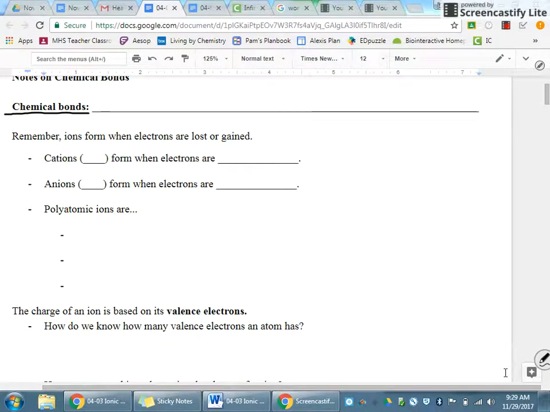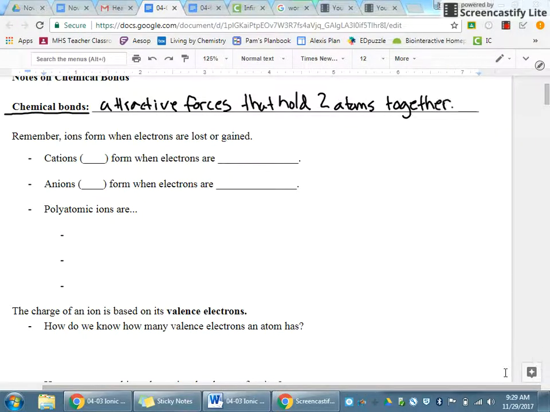So what are chemical bonds? These are attractive forces that hold two atoms together. Now the focus here should really be on the words attractive forces. In order for attraction to happen, we need to have ions. Okay, so we need ions for this.